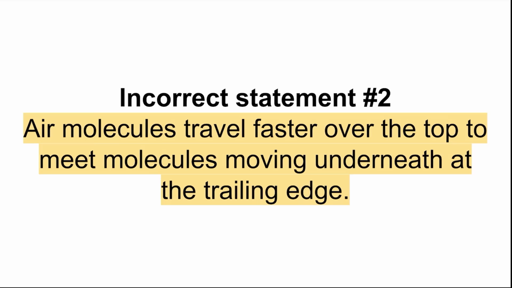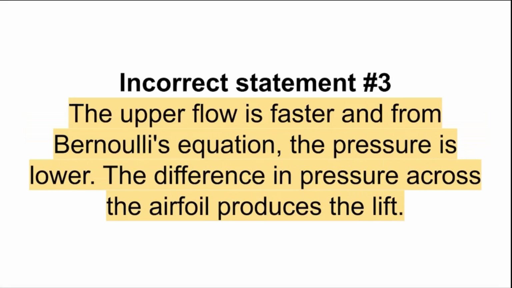The actual velocity over the top of an airfoil is much faster than that predicted by the longer path theory, and particles moving over the top arrive at the trailing edge before particles moving under the airfoil, therefore making it incorrect. The upper flow is faster, and from Bernoulli's equation the pressure is lower. The difference in pressure across the airfoil produces the lift. This part of the theory is correct.